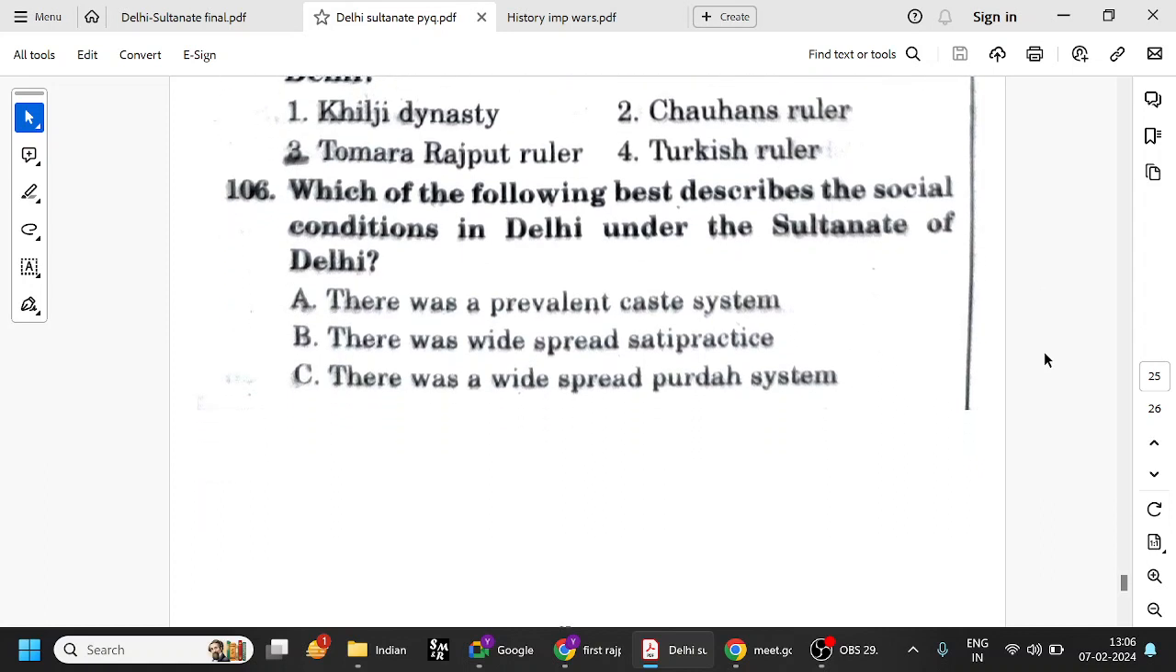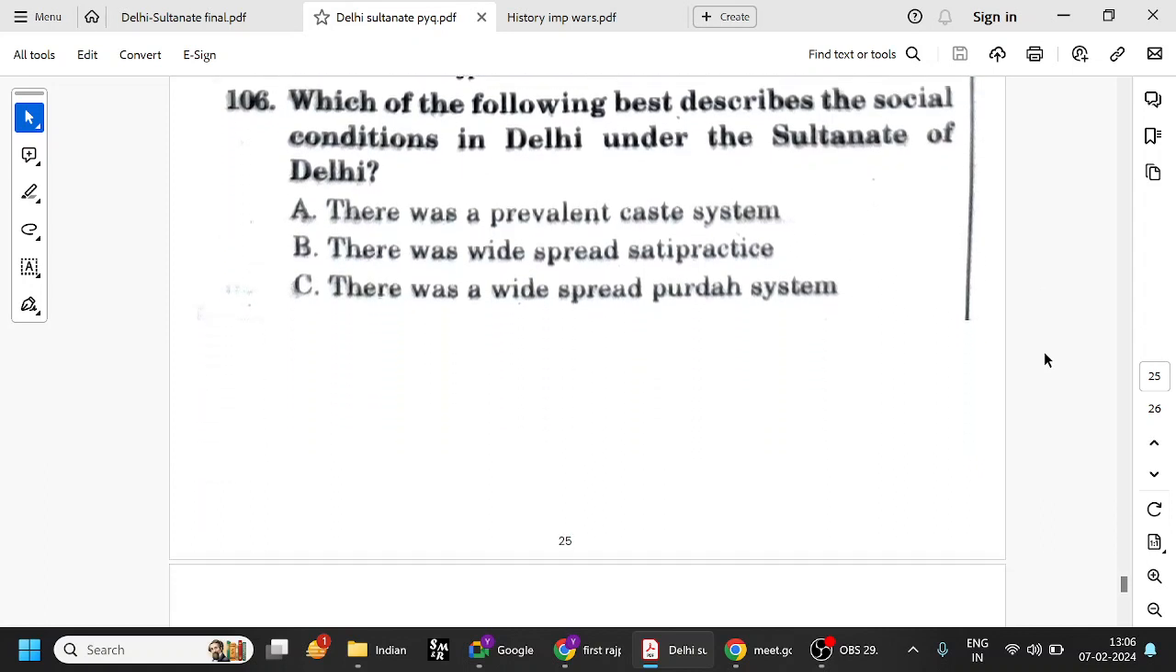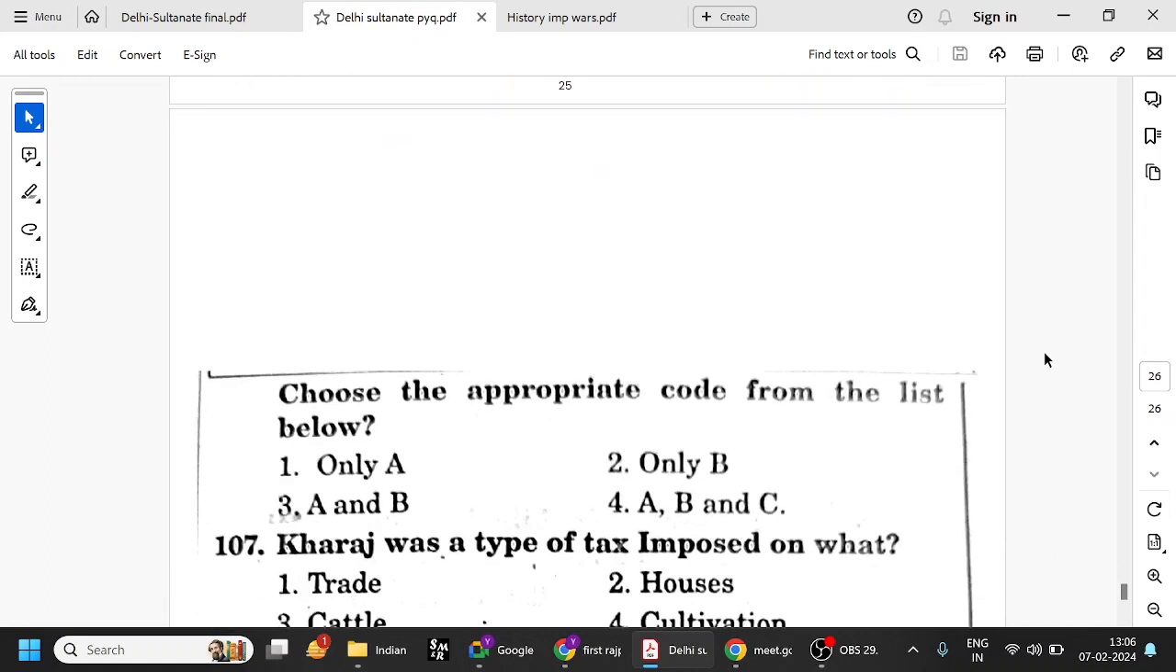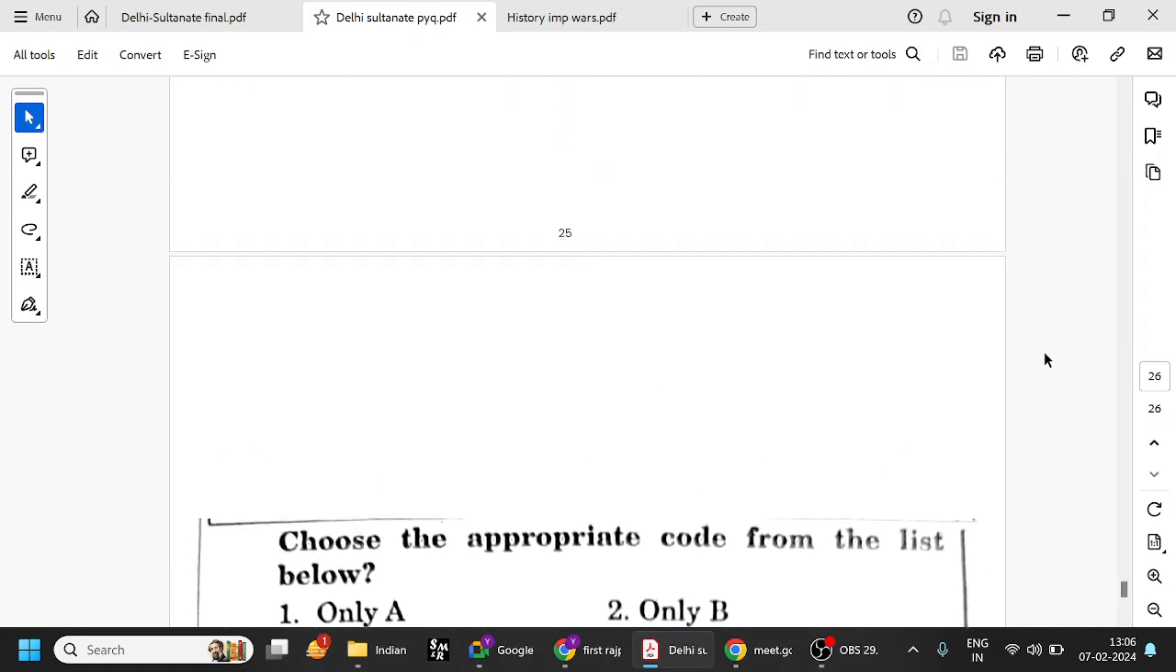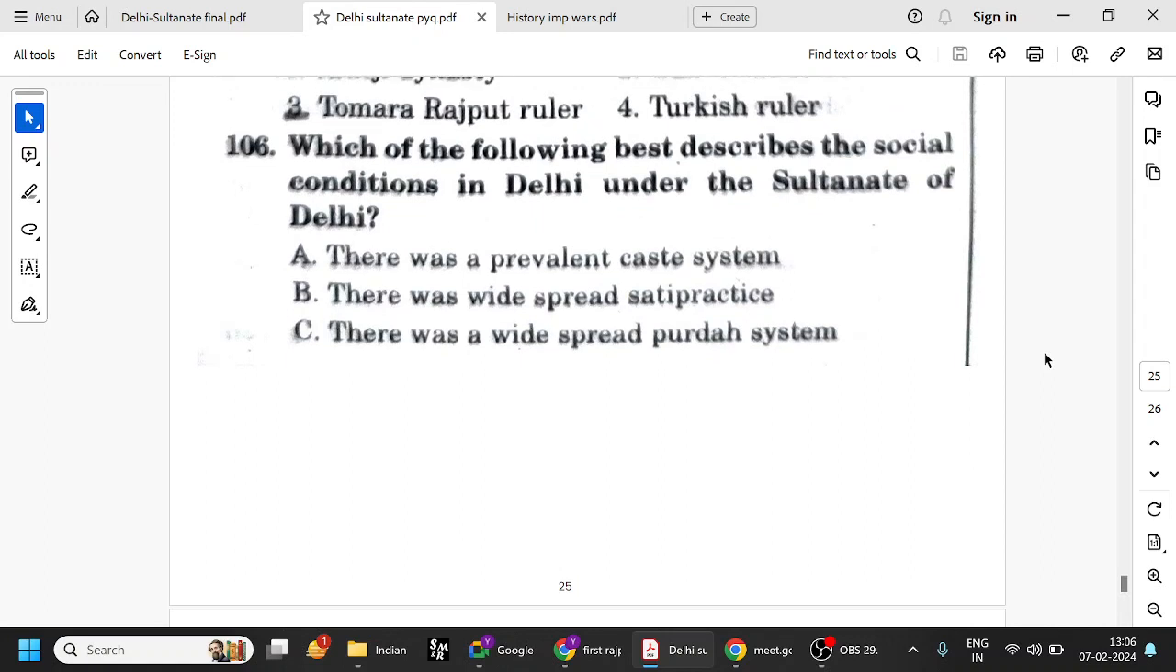Which of the following best describes the social conditions in Delhi under the Sultanate of Delhi? He's saying only A and B. Let us see. There was a prevalent caste system, there was widespread sati practice, there was widespread parda system. So widespread parda system was maybe not there. So remember sati was there and the prevalent caste system was there.